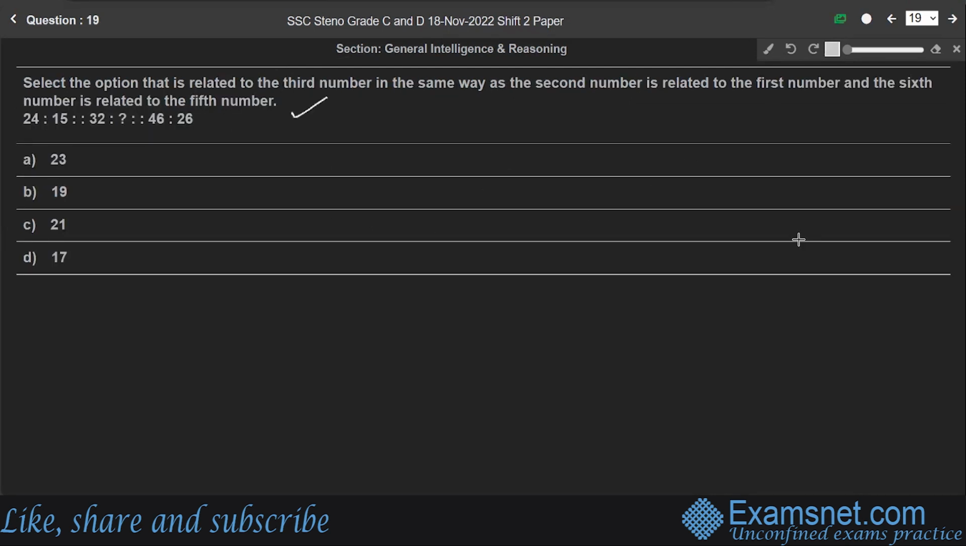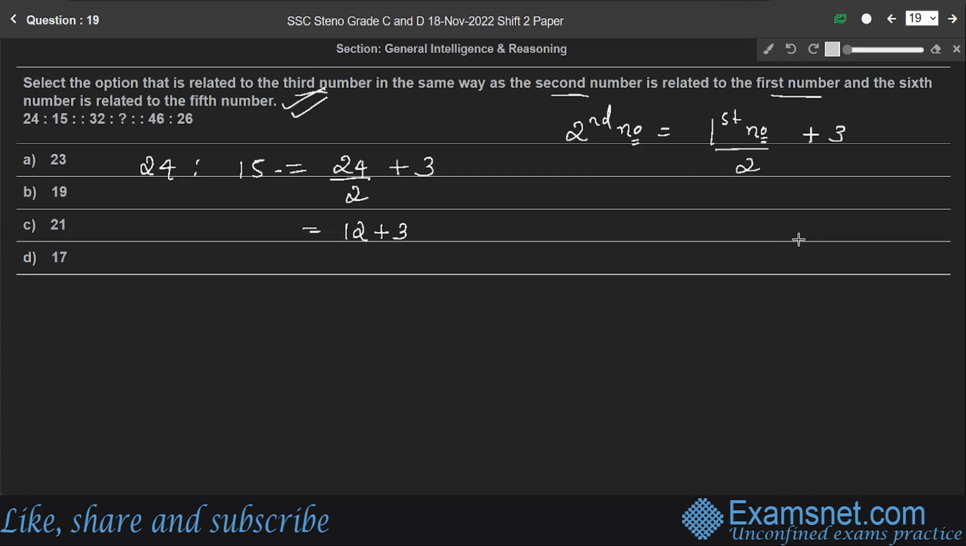Question number 19. Select the option that is related to the third number in the same way as the second number is related to the first number and the sixth number is related to the fifth number. So here 24 and 15 are the first two numbers. So I can write 15 as 24 divided by 2 plus 3. 24 by 2 is 12 plus 3 is 15. Therefore, the rule is: the second number is equal to the first number divided by 2 plus 3. Very simple logic.